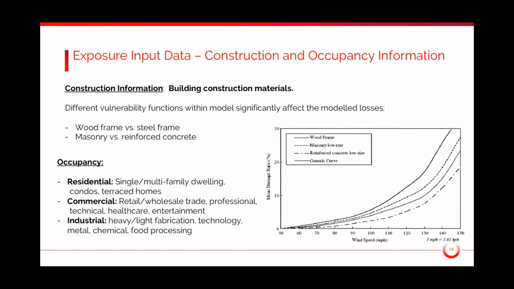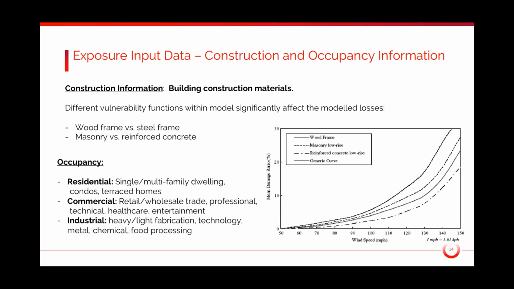So I've just got an example here. This is a graph showing some mean damage ratio curves against wind speed for each of 4 different constructions. And as you can see, again, as expected, the solid black line, which represents the wood frame building, is showing a higher damage ratio against wind speeds compared to the dashed line below it, which is your reinforced concrete.